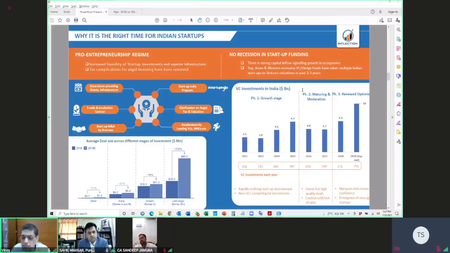Let me pose a simple question to this audience. If you were given a chance to put money in Zomato 10 years back, it started in 2010, would you want to put money in Zomato? Yes or no on the chat windows. In 2010. This is just a 10-year-old company.